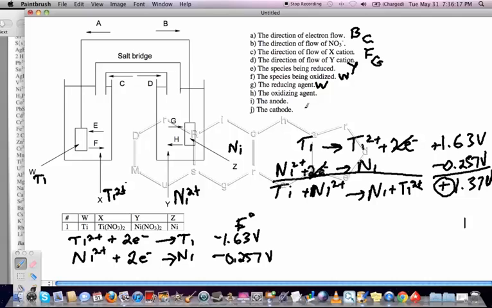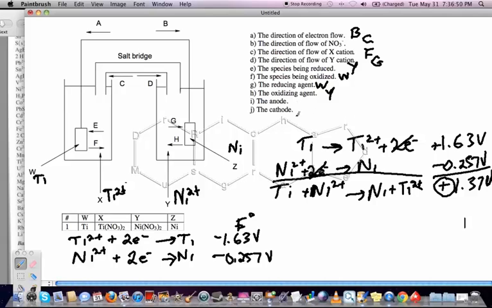Oxidizing agent. The oxidizing agent is the species that's causing the oxidation. Now the nickel 2+ is accepting the 2 electrons that the titanium is losing. So the nickel 2+ is actually causing the oxidation of the titanium, so that answer is going to be Y. And it's not a coincidence. The reducing agent is always the species being oxidized, and the oxidizing agent is always the species that's being reduced.